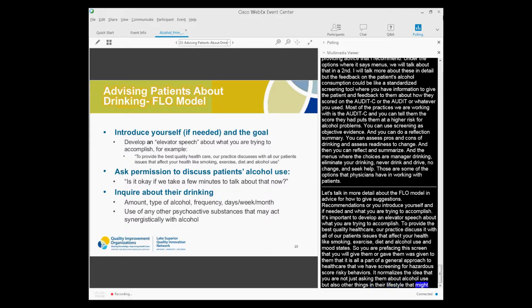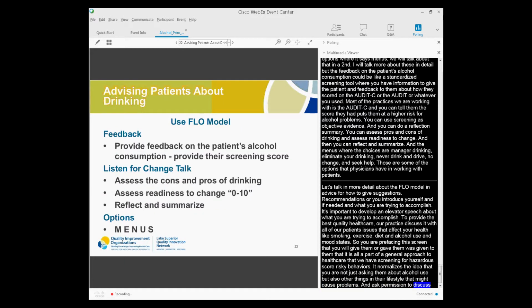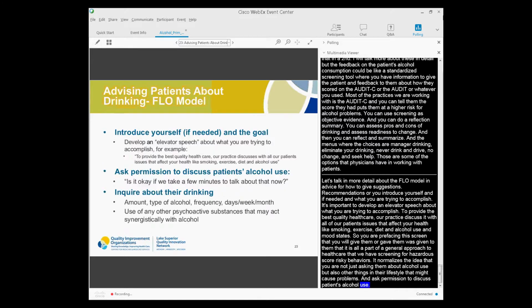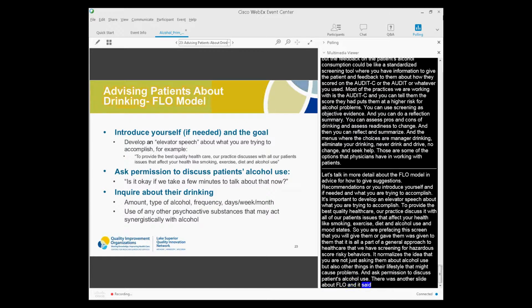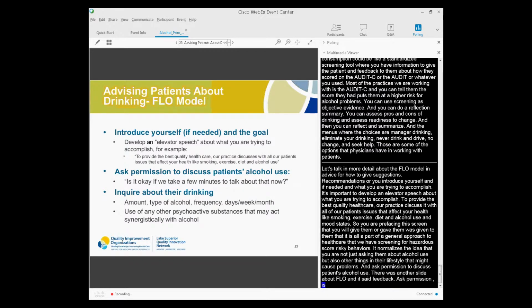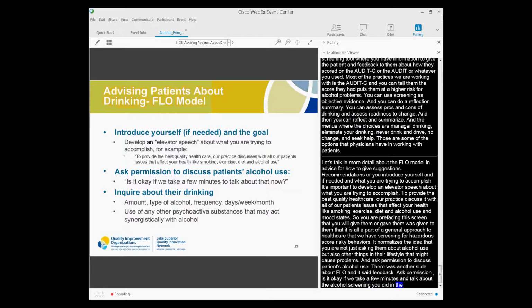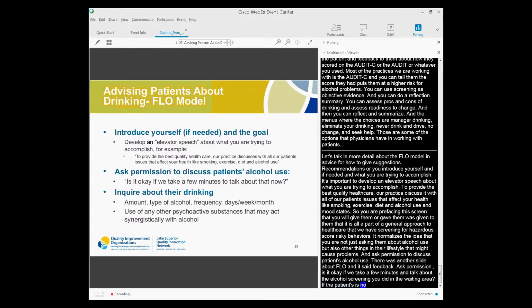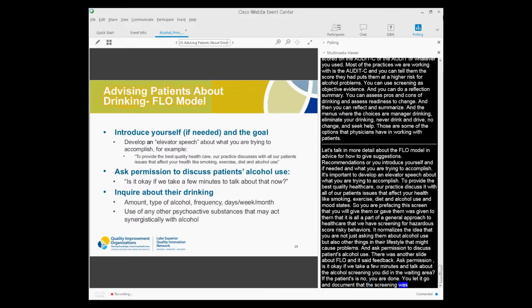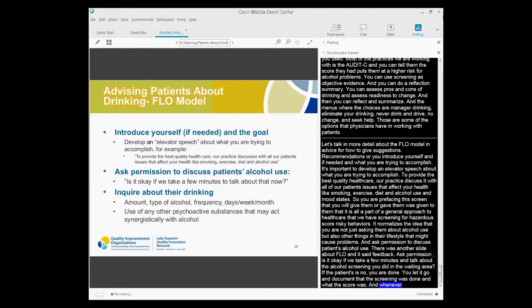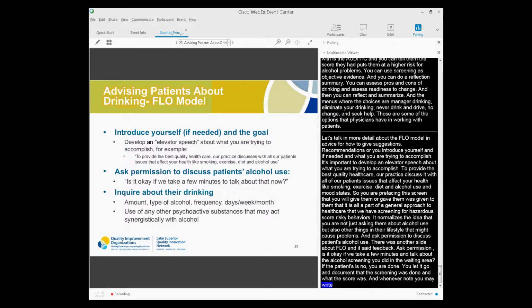So if we go back to the other slide about flow, feedback, you're going to ask them permission. Is it okay if we take a few minutes and talk about the alcohol screen you did in the waiting area, or the MA gave you, or you and I did just a minute ago? If the patient says no, you're done. That's all you do. You just let it go, document that the screen was done, what the score was, and in whatever note you may write, that you attempted to discuss the results of the screening with the patient and they declined at this time, that's okay.